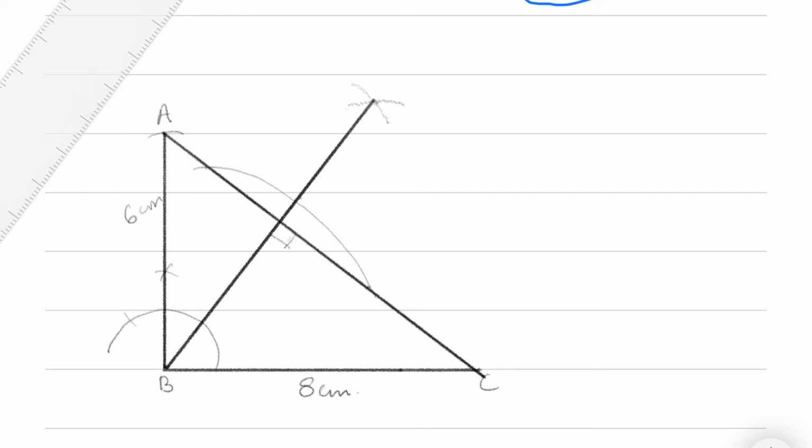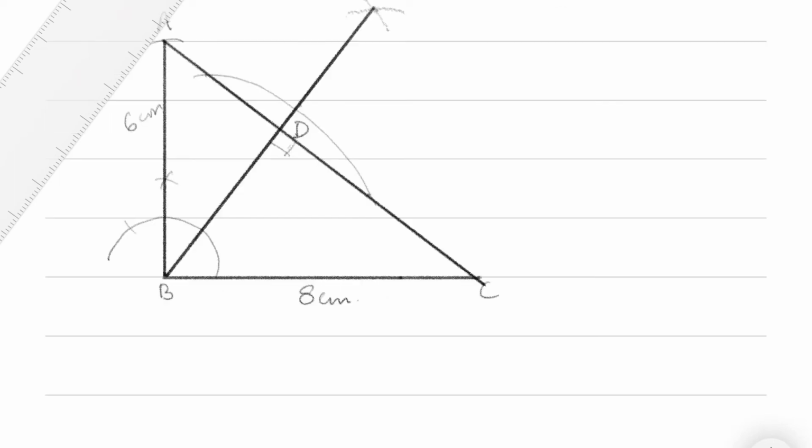Now we have to draw the circle. This point is D, circumscribing this triangle BDC. So it is the property of right angled triangle that if we find out the midpoint of the hypotenuse, then it will be equidistant from all the three vertices. So then we can draw the circle.